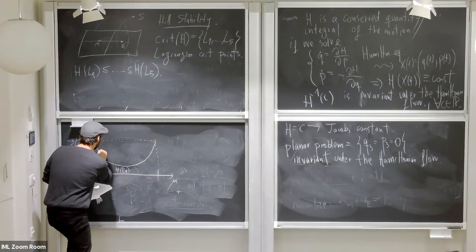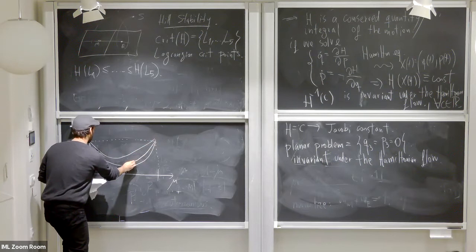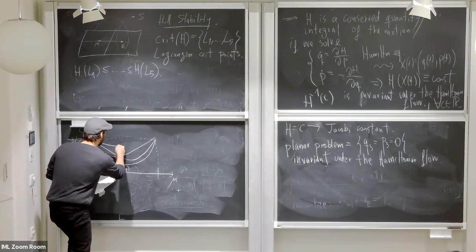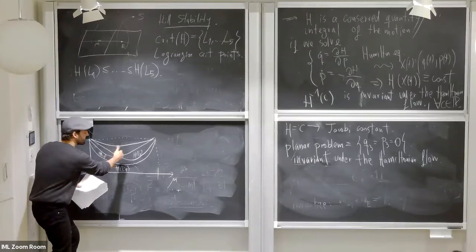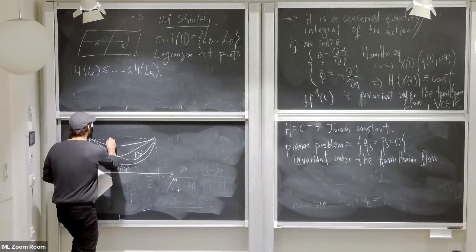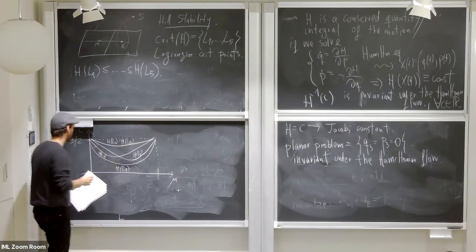And there's some symmetry in the picture, so this picture is symmetric. Something like this. So H of L2 is this. This is H of L3. And sometimes the convention is that if I move like this, L2 and L3 change roles. And H of L4 is the same as H of L5. Okay, so this is what the energy values look like.